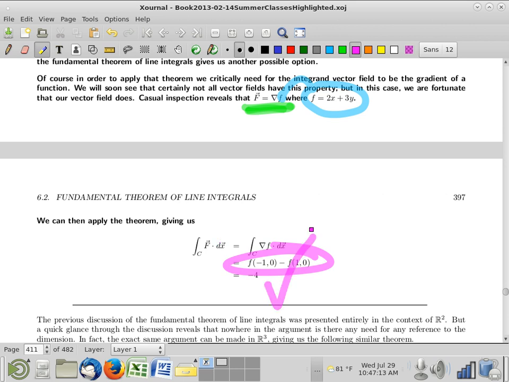Don't have to parameterize anything. You don't have to compute a resulting single variable integral involving, as you might recall in that previous example, sines and cosines. It wasn't that bad, but nevertheless it was a certain amount of work. Here, plug in, spike the football.